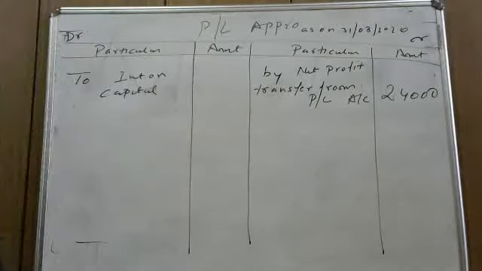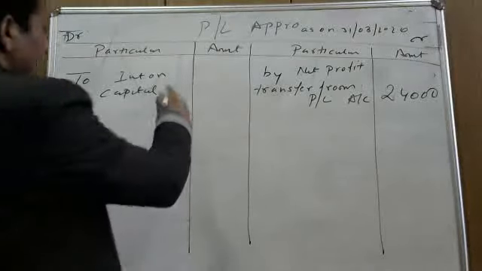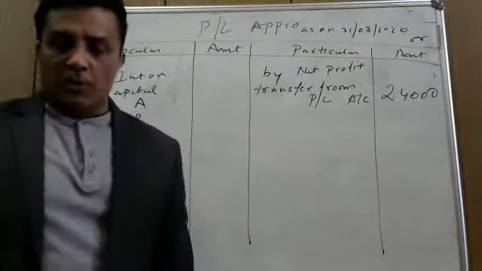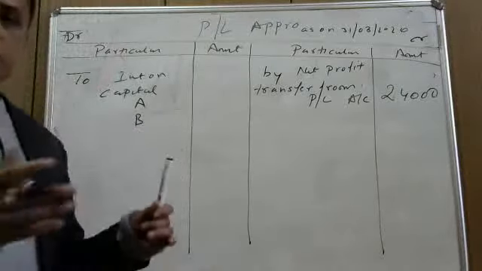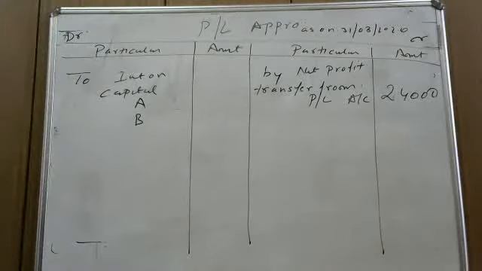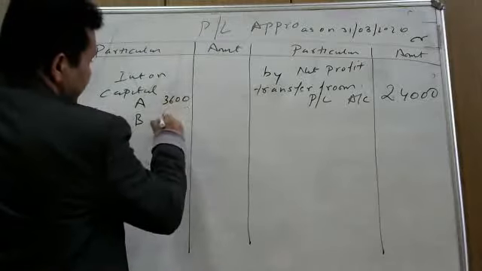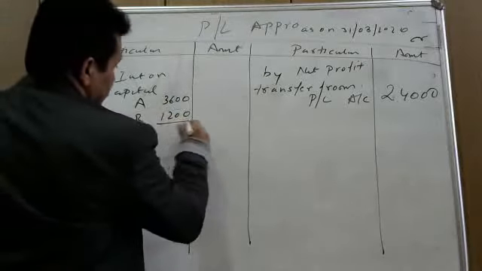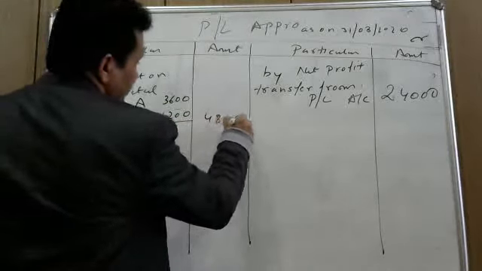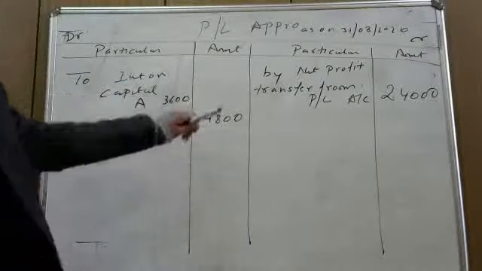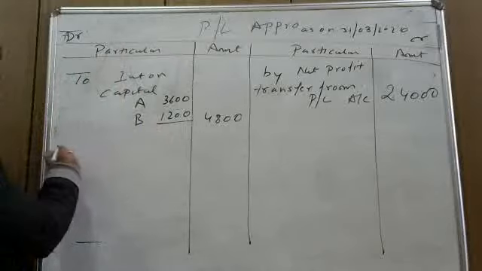Now how many partners are here? There are 2 partners. So we write here to interest on capital account A and B. It is given in the question how much interest A is getting and how much interest B is getting. So A is getting interest 3600 and B is getting 1200.